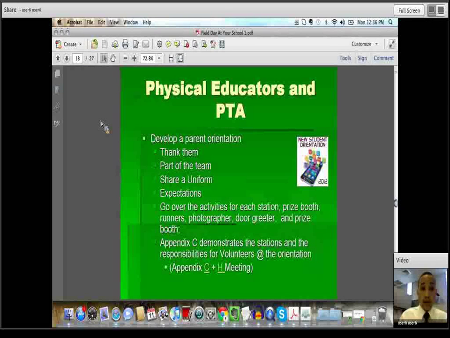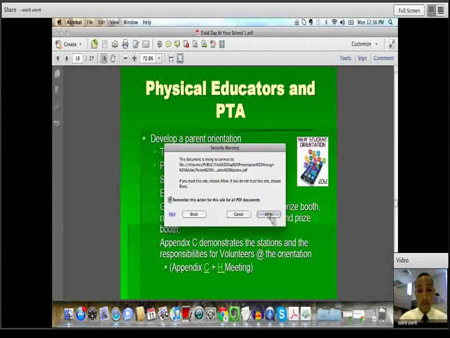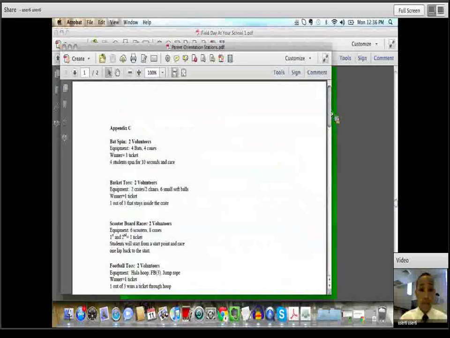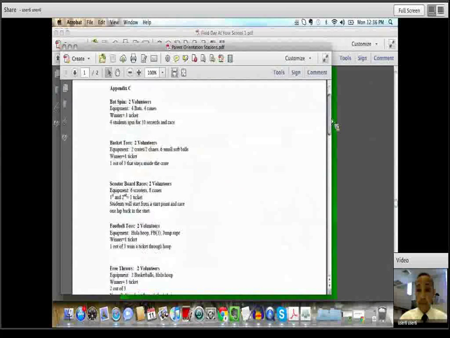After you know everyone that's going to volunteer for the field day, it's important to develop a parent orientation where you thank them, you share with them that they're part of a team, you share a uniform with them, you go over the expectations with them, and go over the activities of each station. Let's take a look at the various stations. That should be covered the day of the parent orientation.